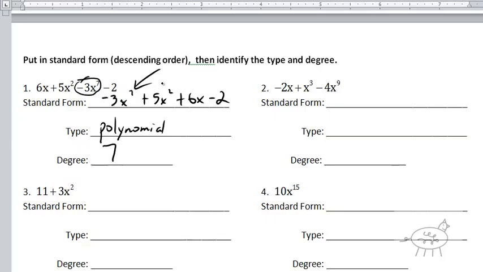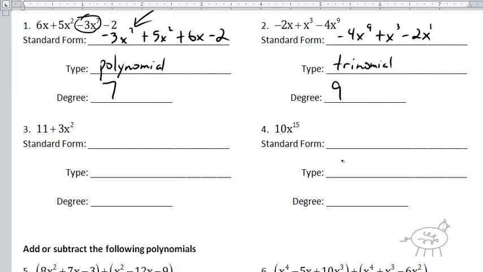All right, pretty straightforward. Okay, the next one, standard form, is going to be negative 4x to the 9th plus x cubed minus 2x. Okay, highest degree first. And remember, this is an exponent of 1, just helps you. So it's 3 terms, so it's called a trinomial, and its degree is 9, because 9 is the highest exponent. Standard form is going to be 3x squared plus 11. The type is binomial, because it's 2 terms, and its degree is 2 because of the 2 right there.